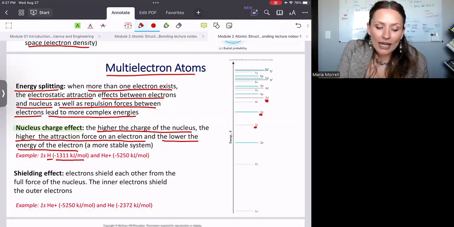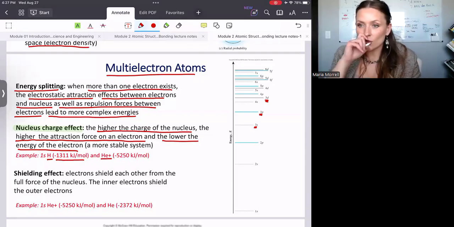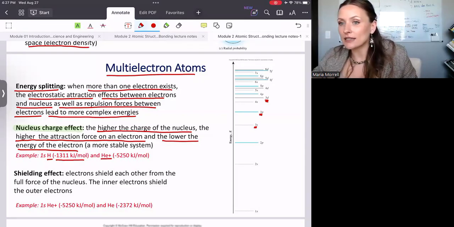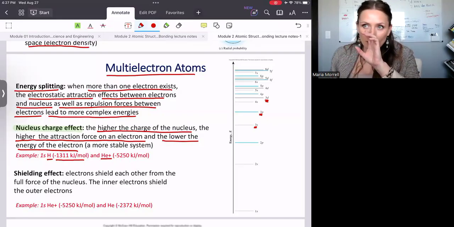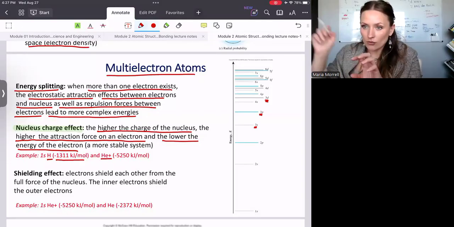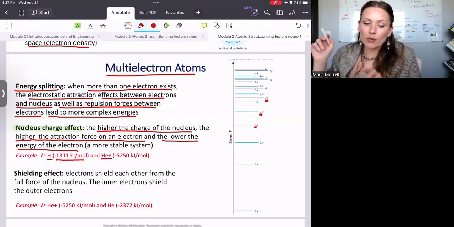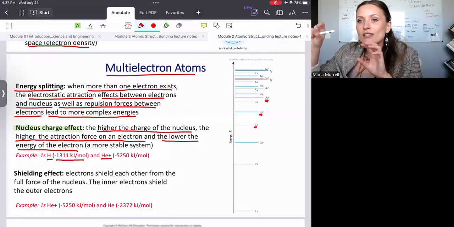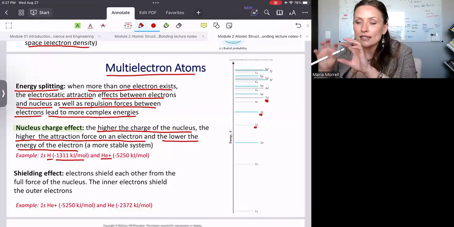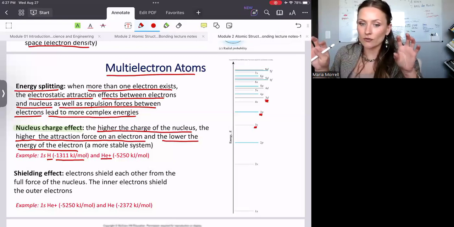Now I want you to look at helium plus. And just so you understand, helium is the second element. So it has two protons, right? And it has two electrons normally. But because it is helium plus, that means that one of the electrons was stolen. And now I'm looking at a system that is very similar to my hydrogen, right?